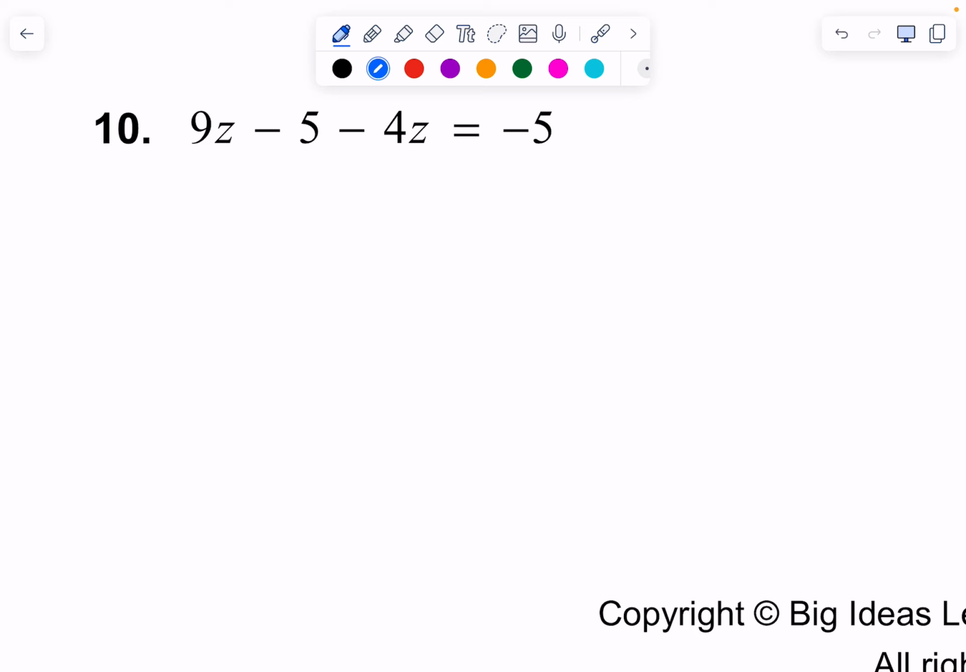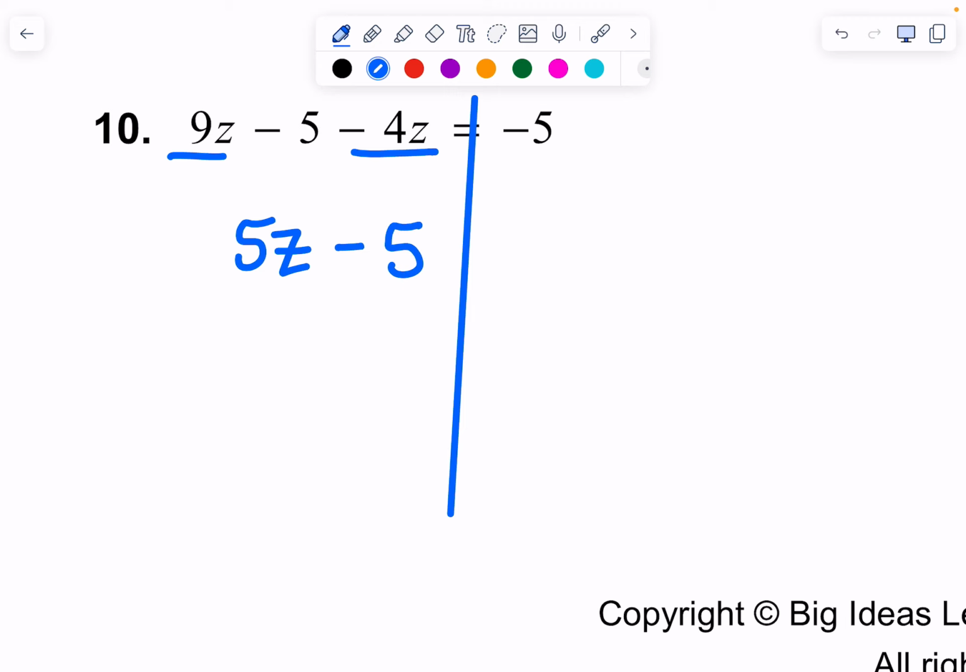No. Okay. When you combine like terms, you could do subtraction, right? Because there's subtraction signs. Yeah, so when you're on the same side of the equal sign, you do the operation it says. So 9z minus 4z is 5z. So do you always go off the number to the right?